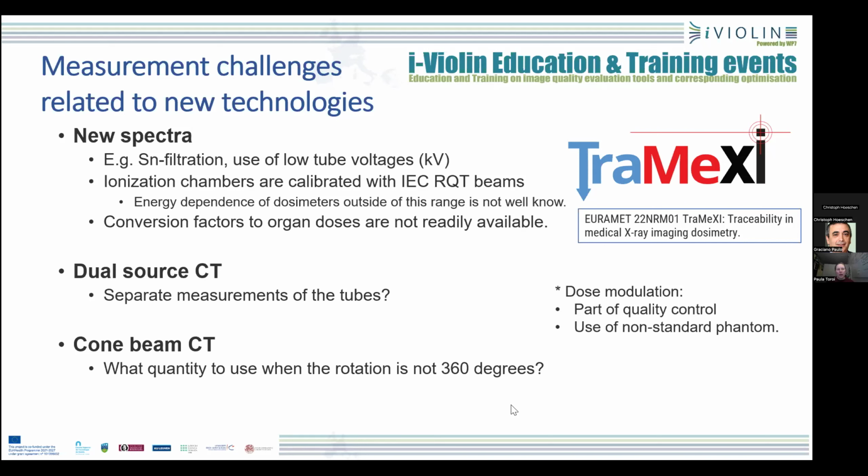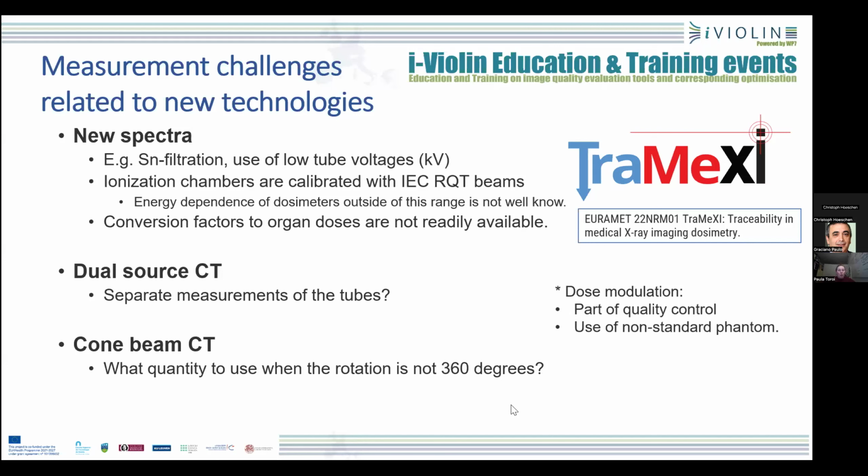The challenge is that the dosimetry equipment we are using for measurements is calibrated in calibration laboratories with reference radiation qualities defined by the IEC. For CT, they are called RQT radiation qualities. We can do that, but these calibration radiation qualities don't really cover such clinical conditions. And we also don't know how this dosimetry equipment behaves when we go outside of the normal typical range where we have tested it before. So this is something that we are also studying in this Tramexi project.